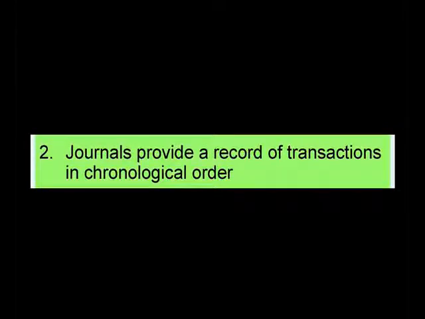Another function, journals provide a record of transactions in chronological order. So it is recorded, as I said, in date order. So then if you want to find some transactions in the first week of January, yes, you can turn to the correct page and it is written January, February, March and so on.